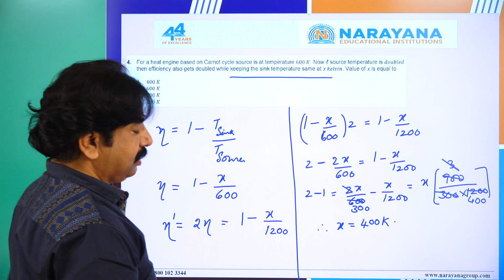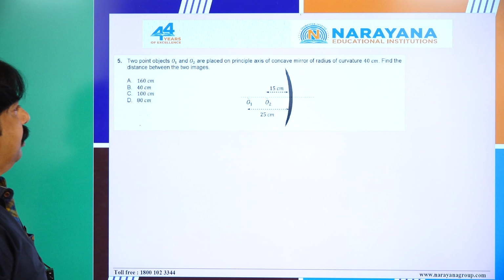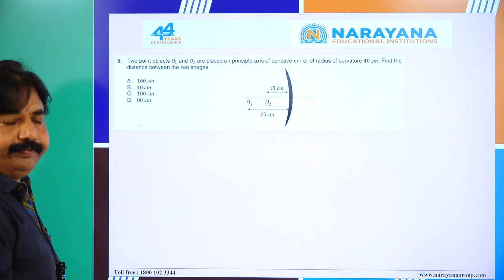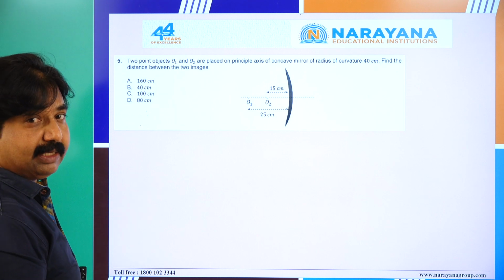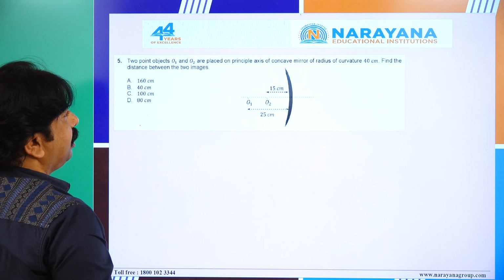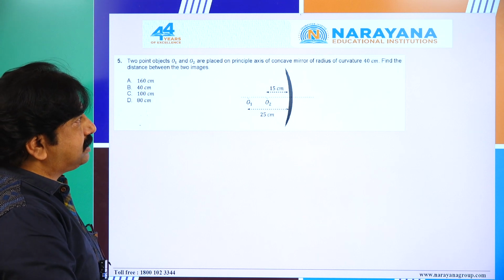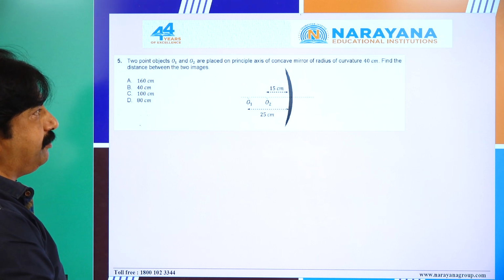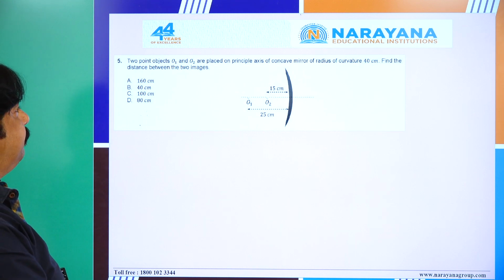This is the fourth question. Next, we are going to the fifth question. It is purely from ray optics, that too on the mirror concept. Two object points O1 and O2 are placed on the principal axis of a concave mirror of radius of curvature 40 centimeter. Find the distance between the two images.